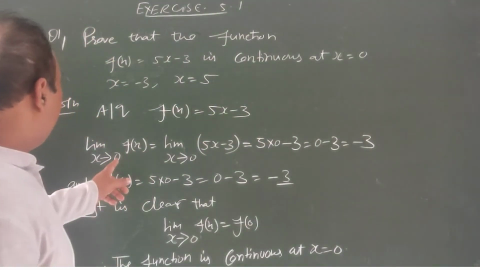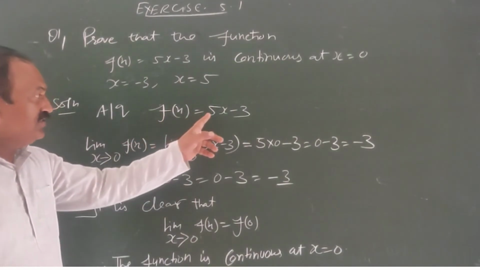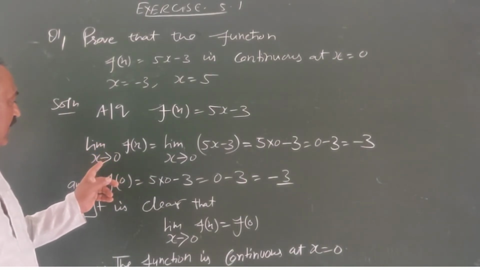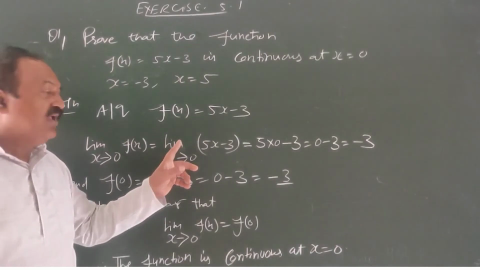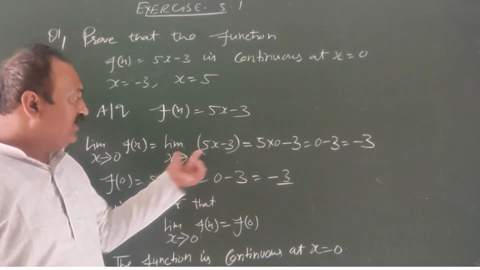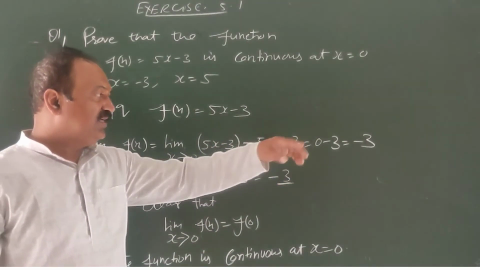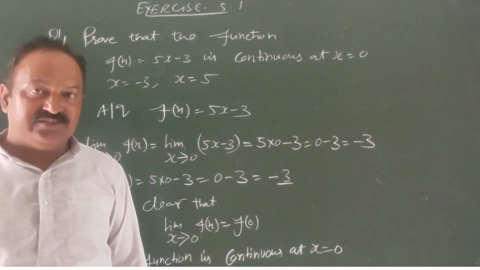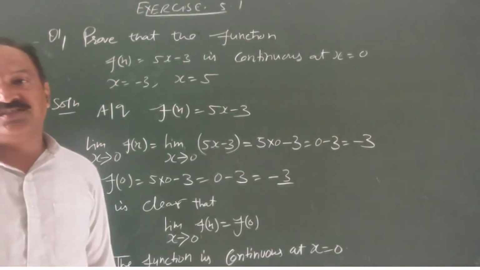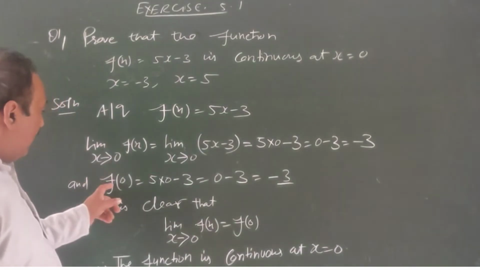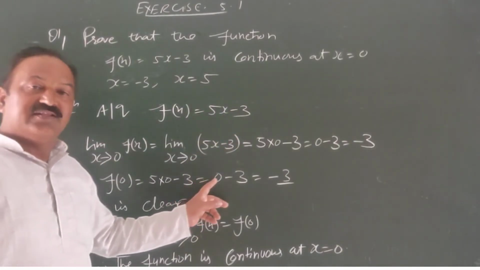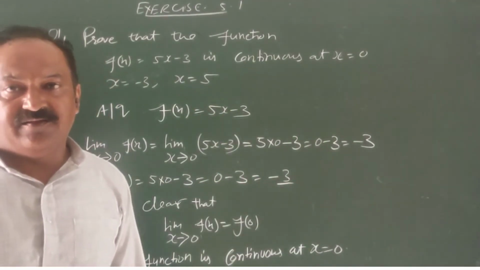So in this question, according to the question, f of x is equal to 5x minus 3. Therefore, limit of x approaches to 0, f of x is equal to limit of x approaches to 0, 5x minus 3. Substituting the direct limit, we get 5 into 0 minus 3, that is 0 minus 3, is equal to minus 3. The value of the limit of the function at x is equal to 0 is minus 3. And the value of the function at 0, f of 0, is equal to again 5 into 0 minus 3, that is 0 minus 3, that is again minus 3.